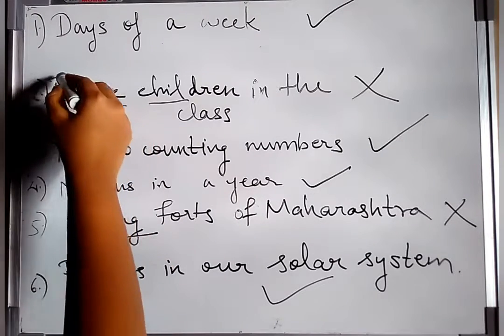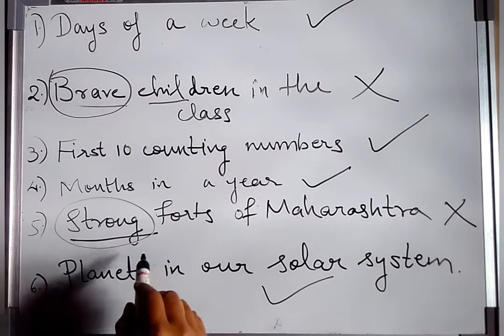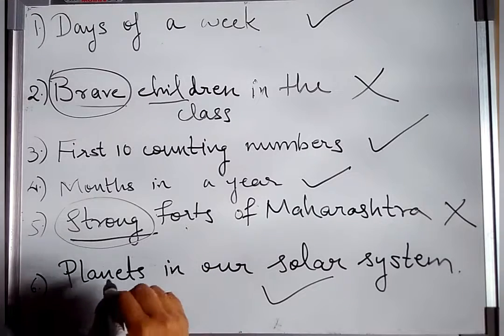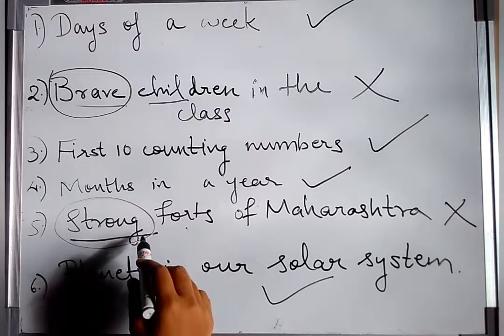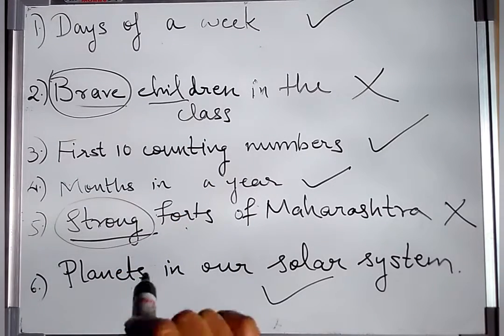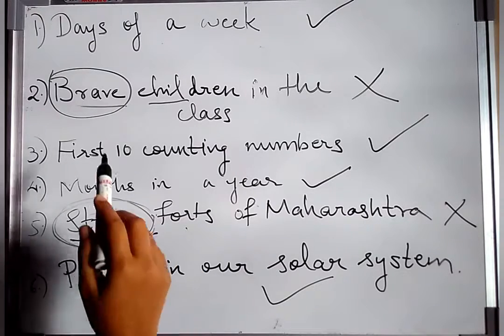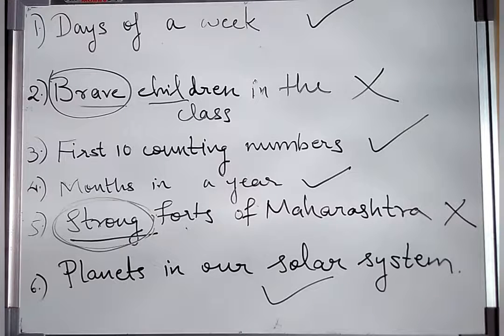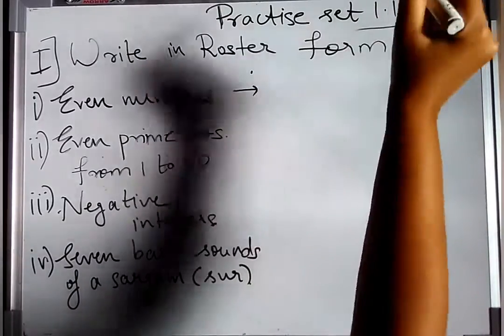So if you observe, when we have some abstract quality or an adjective added to the elements of the collection, it's a relative term and doesn't form a set, because the elements of these two collections are not well defined. They are abstractly given some qualities of being strong or being brave. Okay, now we can get into the exercise, the practice set 1.1.